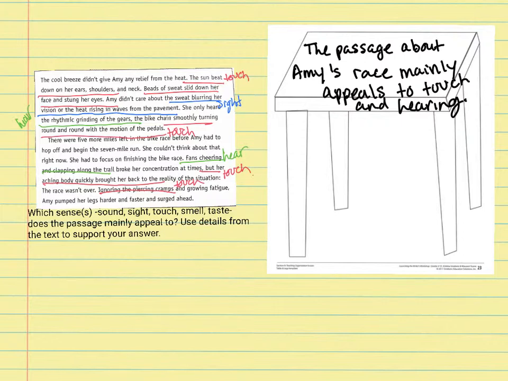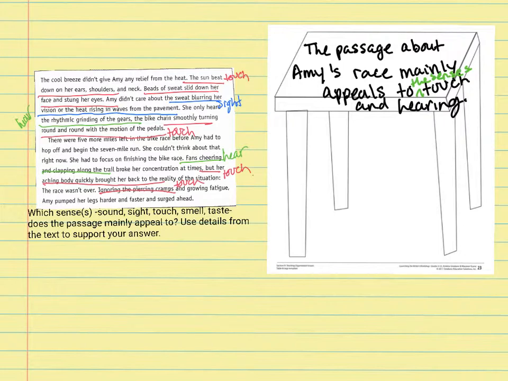Okay, since I don't know the title of this excerpt, I just decided to explain what it was about. So I said the passage about Amy's race mainly appeals to touch and hearing. And really, I could choose to just talk about touch and not even talk about hearing. Oh, you know what I need to add now that I'm looking at this again? I should add something here. Appeals to the senses. See, that wasn't clear. Senses of touch and hearing. Even better. Perfect. Okay, now I need to add my details.